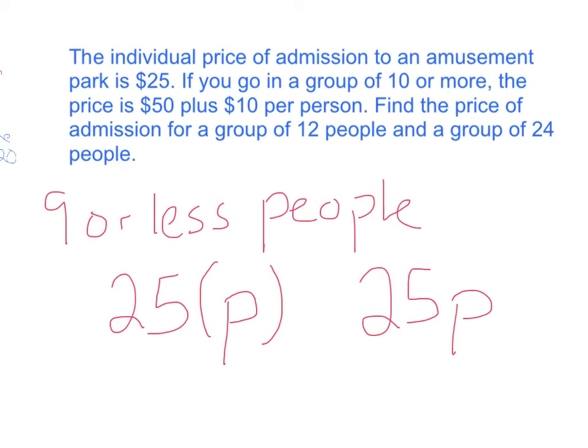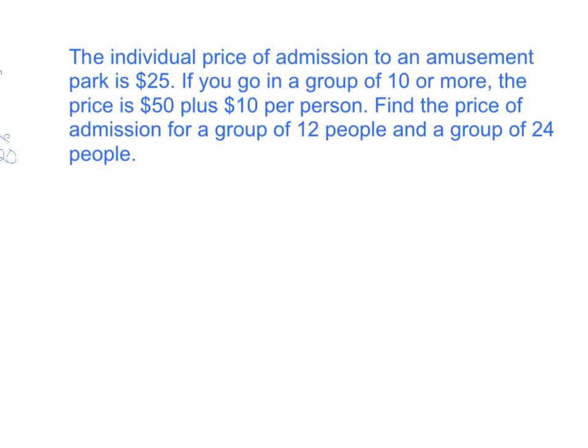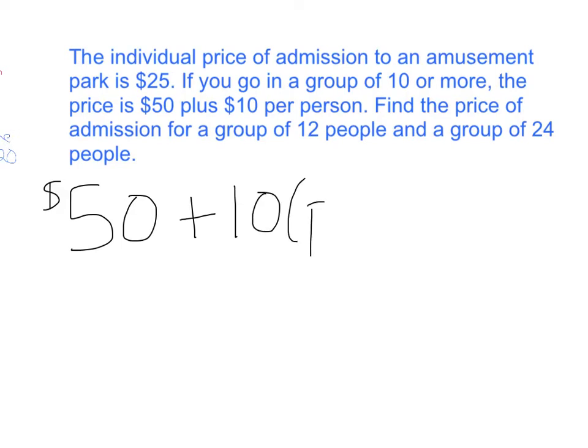How about if it's a group of 10 or more? First of all, if there's 10 or more people, you have to pay a $50 fee just for showing up. And then each additional person is going to be an extra $10 for every person that shows up. So I have $50 to start with, plus I'm adding an extra $10 per person.